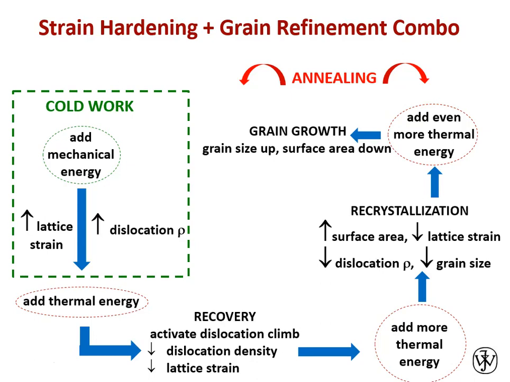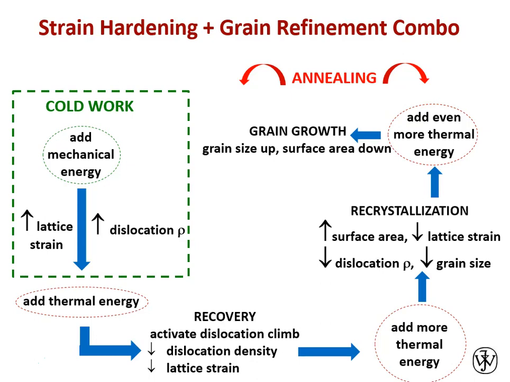So when we cold work a material, so if we start in the dotted green box, we've got a material and we cold work it. We add a lot of mechanical energy. We're going to increase the dislocation density, and in so doing we're going to increase the lattice strain. We have compressive and tensile strain fields at the end of all of those dislocations. Now we have a lot of them. There is a tremendous amount of strain energy in that material. We can add some thermal energy and activate some dislocation climb and decrease that strain energy a little bit.